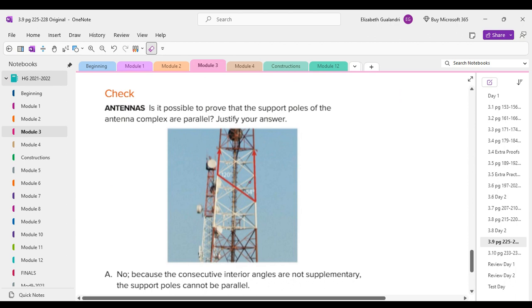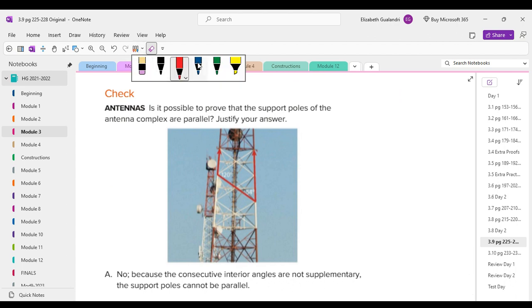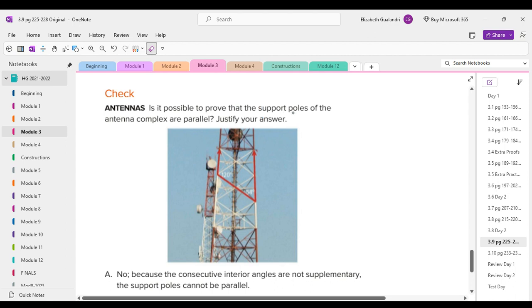Here, applying this, and this is kind of a funky diagram to look at. It's a little bit hard to see, but is it possible to prove that support poles of the antenna complex are parallel? Justify your answer. So here we're given an angle is 120 degrees and another one is 54 degrees. And we want to know if these poles are parallel. So if I continue these lines on to see all of this, there's my transversal that's going through. So this is my transversal, and these are my two lines, A and B, that I'm going to label there.